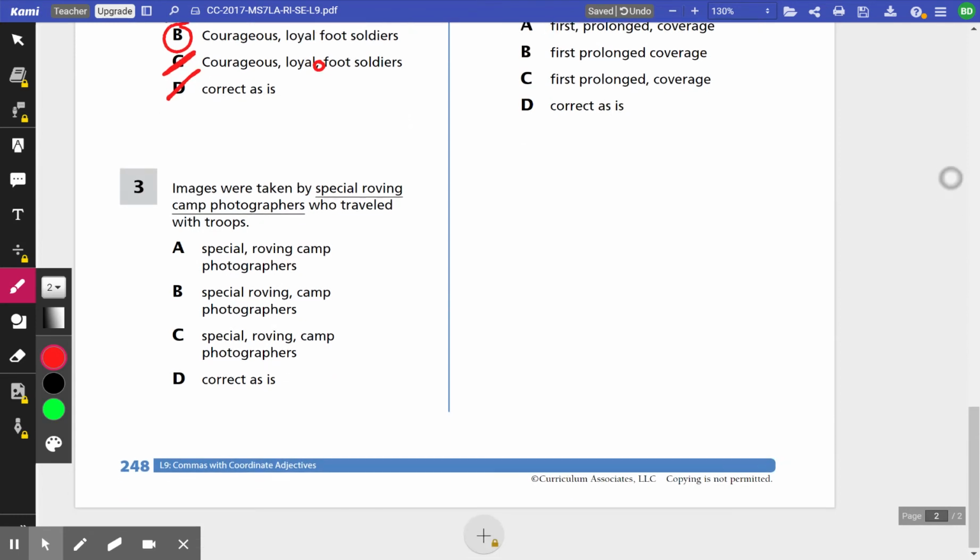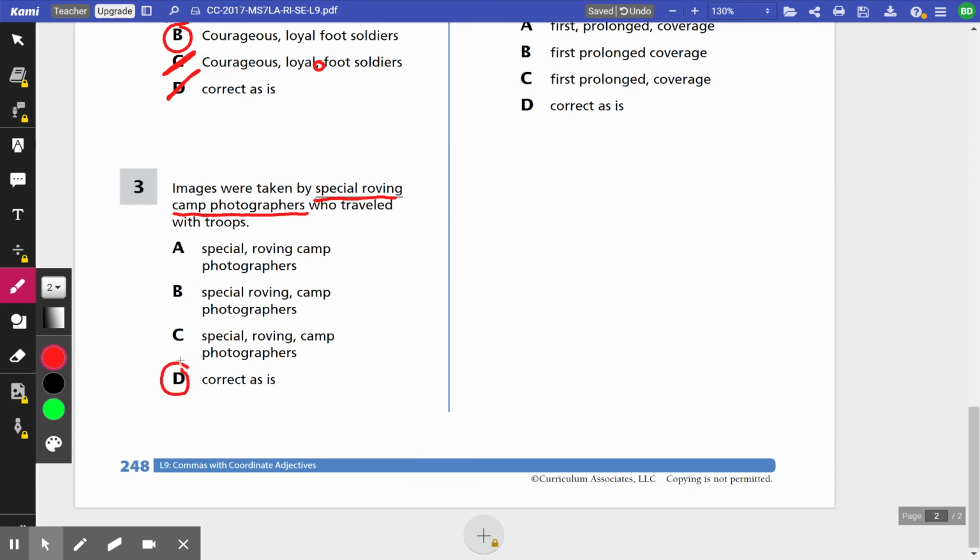All right, so let's look at number 3 next. Images were taken by special roving camp photographers who traveled with troops. So special roving camp photographers, that is our section of the sentence that we have to see if it needs correcting. So, actually, this one is perfect as it is.